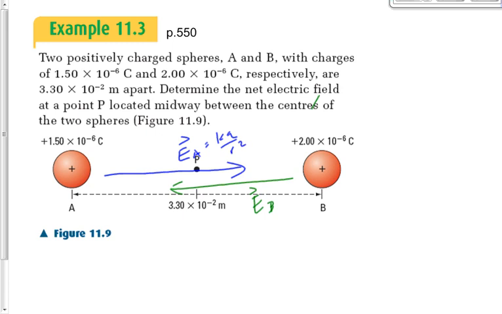KQ over R squared. What distance do we use there? What distance do we use there, Lucas? Yeah, since we're looking for the field strength midway between, we divide that distance in half. 3.3 divided by 2 is 1.65. So it's going to be 1.65 times 10 to the minus 2. Okay, let's square that. This side of the room, Fraser's side of the room and over, calculate that one, please.